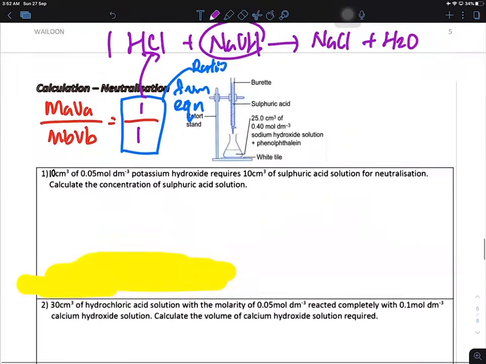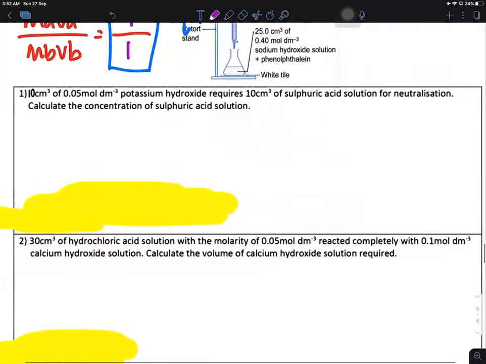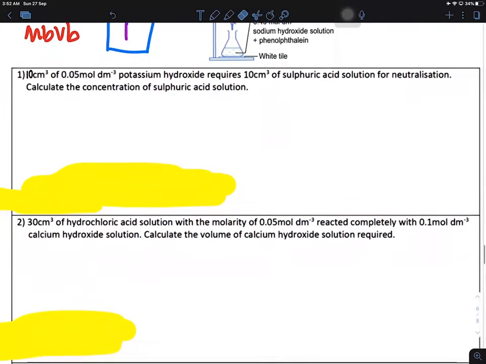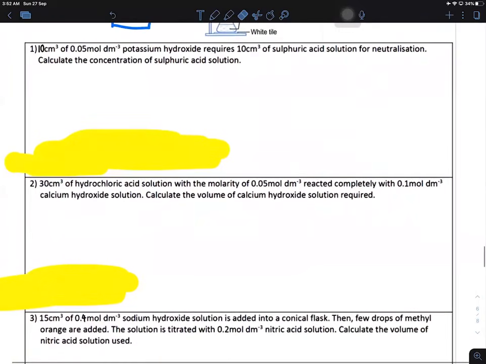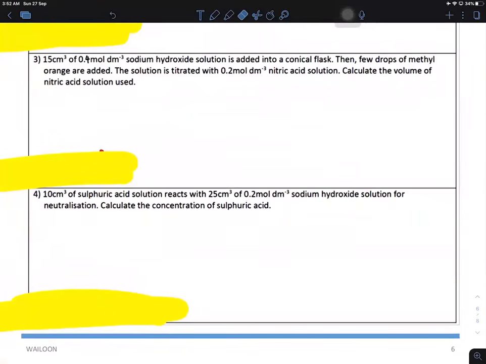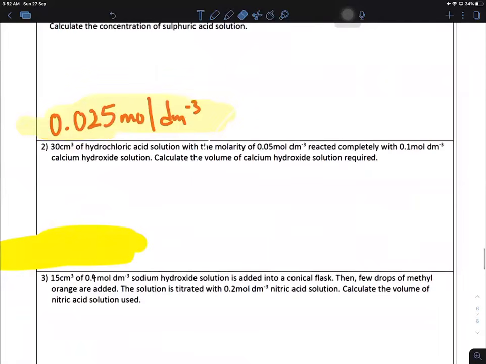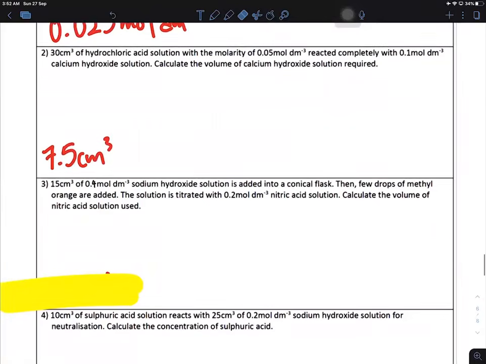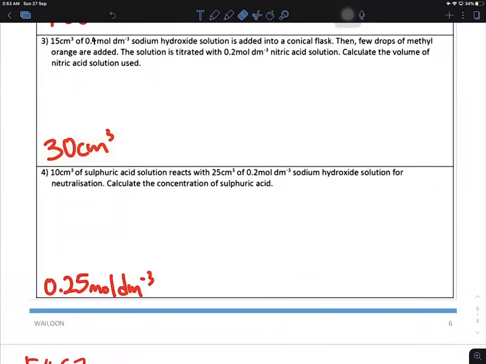Same thing. Try the question. If you cannot, ask your friend first. Okay, I show you questions 1 and 2. You pause and then you do 1, 2. Question 3, 4. If my answer is wrong, please PM me. I also don't know whether I did it correctly now.